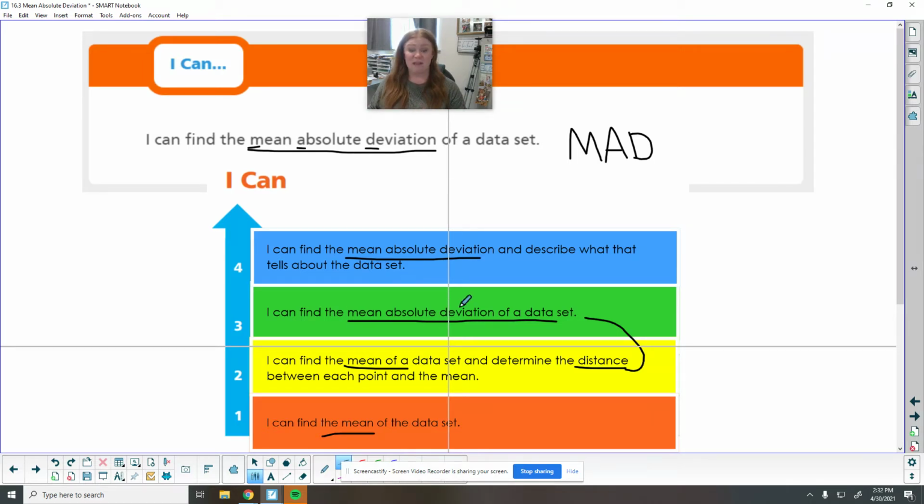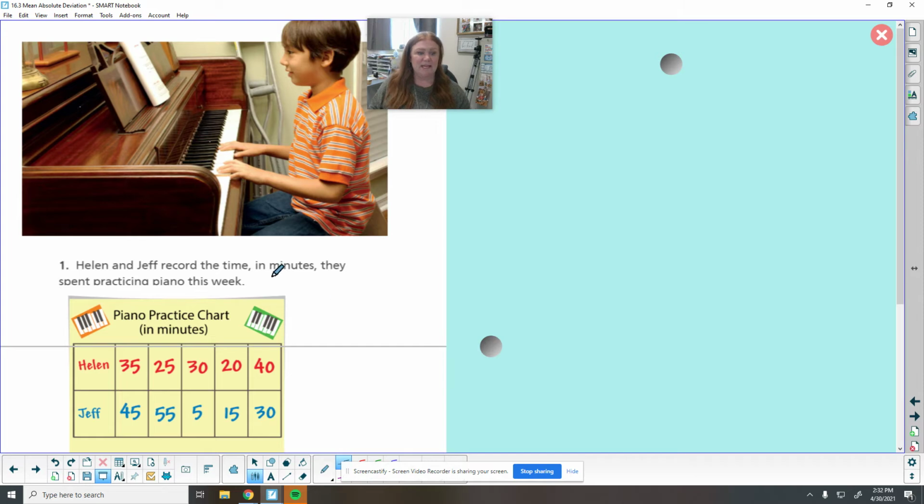So we're looking to find the mean absolute deviation. So let's jump in and see what that actually means. So Helen and Jeff record the time in minutes they spent practicing the piano this week.